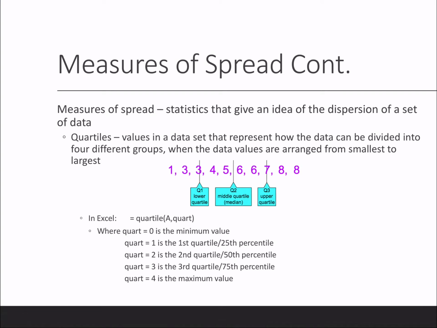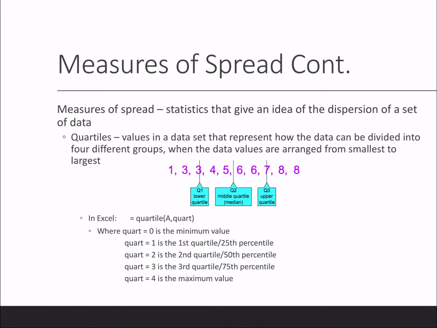Excel has a more complicated formula for quartiles, which lets you determine which quartile you actually want to see. So in Excel, we would put equals quartile, and then we would select the data, and then put comma, and then we put in either a 0, 1, 2, 3, or 4, where 0 is the same as the minimum value, 1 would give you the first quartile, 2 would give you the second quartile, and 3 would give you the third quartile. And then lastly, 4 would give you the maximum value.